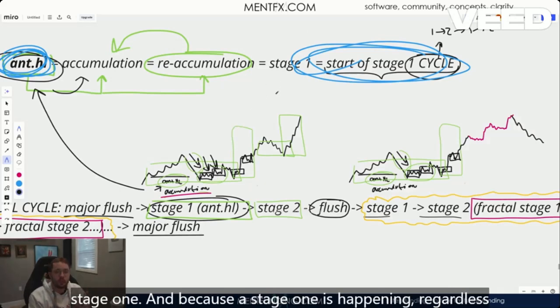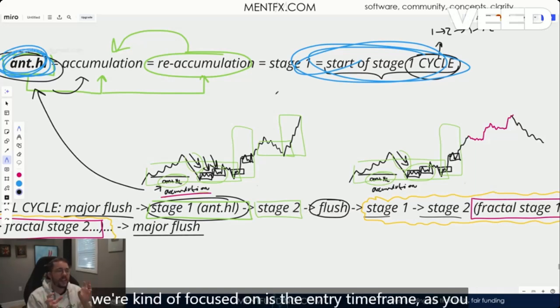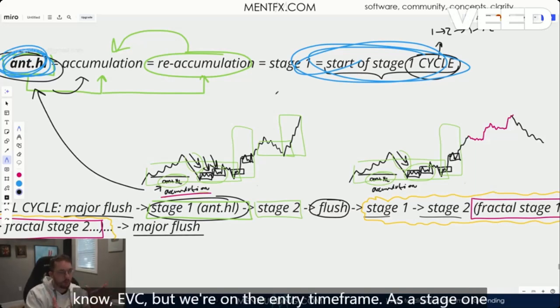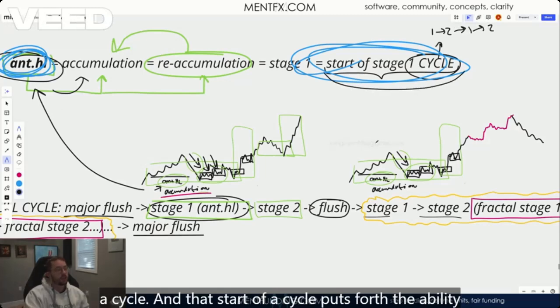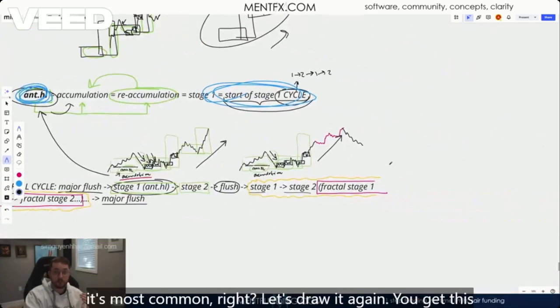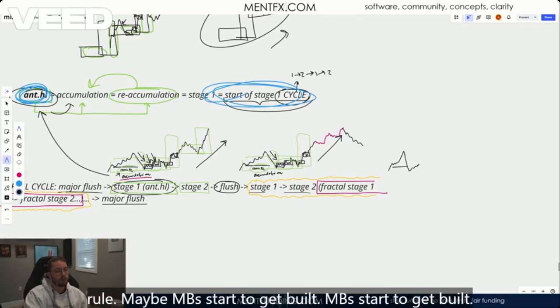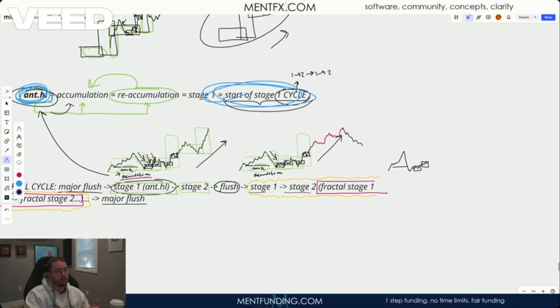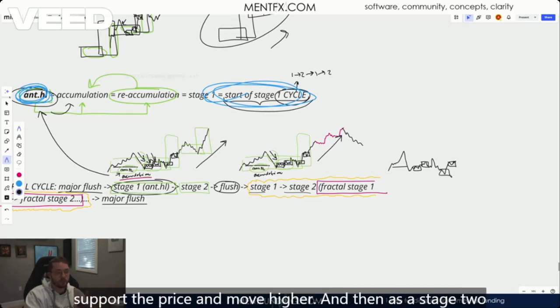And because a stage one is happening, regardless of where it's occurring, because at the moment all we're focused on is the entry time frame, as you know, EVC, but we're on the entry time frame. As a stage one occurs, like this, we actually put in the potential start of a cycle. And that start of a cycle puts forth the ability for price to start delivering in this way, or, and don't forget this because it's very important because it's most common, right? Let's draw it again. You get this move, major flush to the anticipation of the higher low rule. Maybe MBs start to get built. Maybe it fails again, and then MBs start to get built down here, because those are the ones that actually want to support the price and move higher.